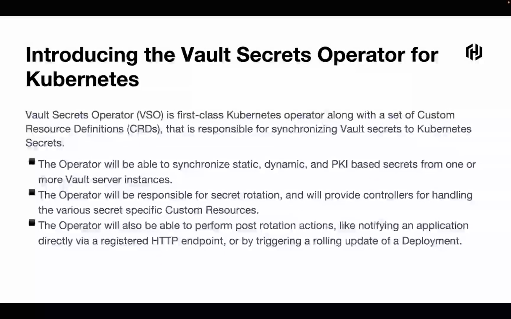HashiCorp recognized this, and thus we're introducing the new Vault Secrets Operator for Kubernetes. It is a first-class Kubernetes operator along with a set of custom resource definitions that is responsible for synchronizing Vault secrets to Kubernetes secrets. The operator will be able to synchronize static, dynamic, and PKI-based secrets from one or more Vault server instances. The operator will be responsible for secret rotation and will provide controllers for handling the various secret-specific custom resources. The operator will also be able to perform post-rotation actions, like notifying an application directly via a registered HTTP endpoint or by triggering a rolling update of a deployment.